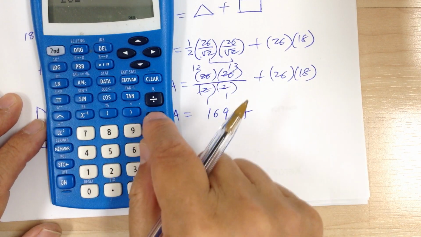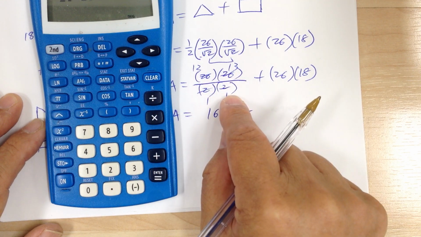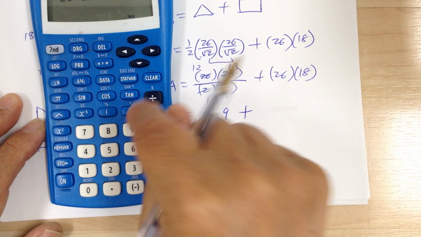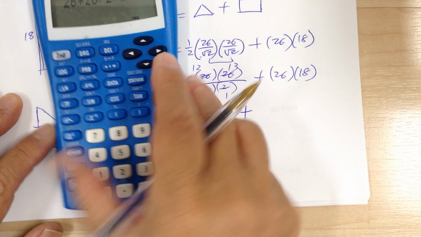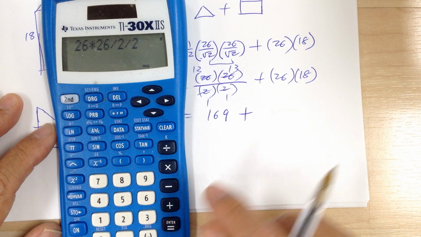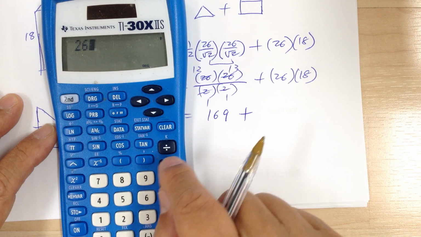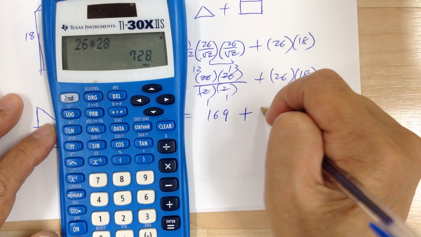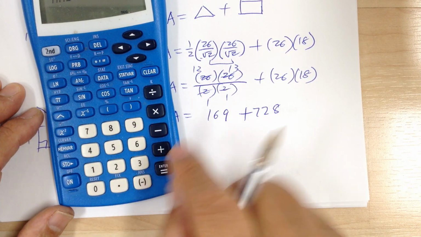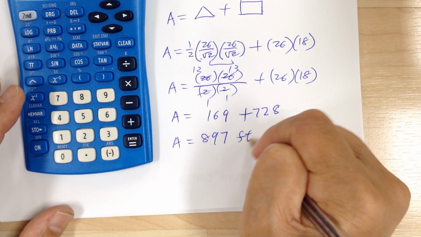So you're going to get 26 times 26 divided by 2. Whatever is on the bottom, you have to use divide on the calculator. Don't do the multiply. So again, anything on the bottom, you push divide on the calculator. You push divide by 2, then divide by 2 again, push equal, and you get 169. Over here, you get 26 times 18 equals 728. And you add. So the area equals 897 square feet. Don't forget your label.